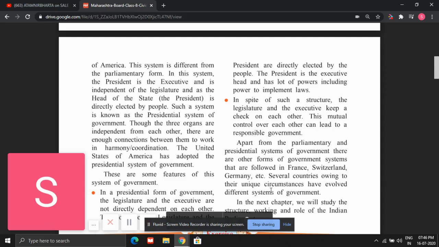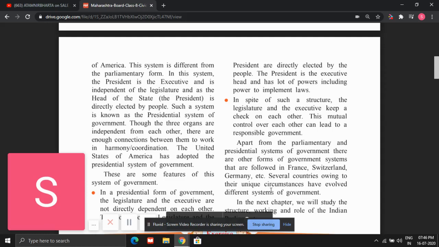Though the three organs are independent of each other, and the three organs, as I mentioned in the earlier video, are the executive, legislature, and the judiciary, though they are separate and not dependent on each other, there are enough connections between them to work in harmony or coordination. So, though they are independent, they work in coordination with each other. And therefore, the United States of America has adopted the presidential system of government.